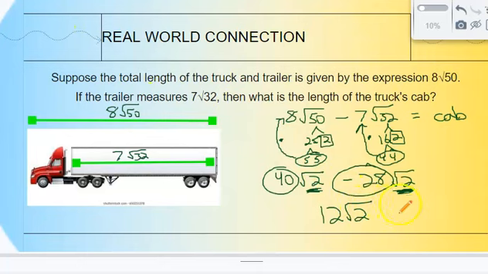Okay, how'd you do? This is the length of the cab. 12 square root 2. You had to simplify both of these. 50 is 25 times 2. That's 5 times 5 for 25. 1 pair, so 5 gets multiplied to the 8. That's where my 40 comes from.